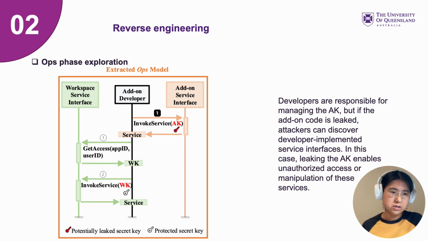And for the workspace server interface, actually it's a two-step. The add-on will use its application ID and the user ID to exchange for the key provided by the workspace, which is the W key. And it can further utilize this W key to invoke the corresponding service, maybe fetch the Gmail attachment. This is protected by the Google Workspace and is secure enough. While on the other side, the add-on developer will communicate with the add-on service using its own key, which we call the A key, and this A key may be leakable to the attacker.